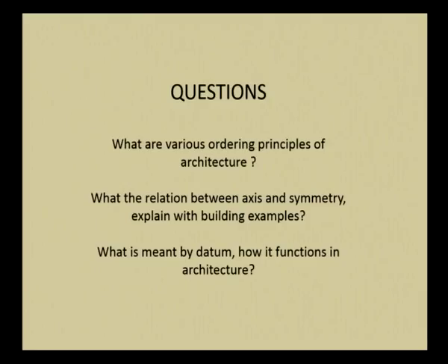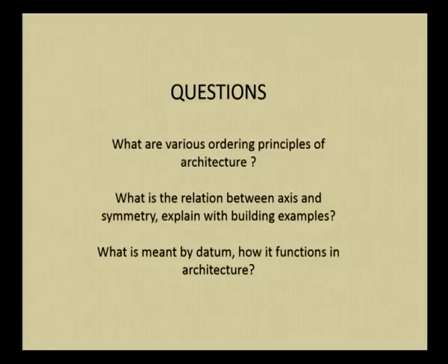We have some questions to recall the discussion. What are the various ordering principles of architecture? What is the relation between axis and symmetry? Explain with building examples. What is meant by datum? How does it function in architecture?